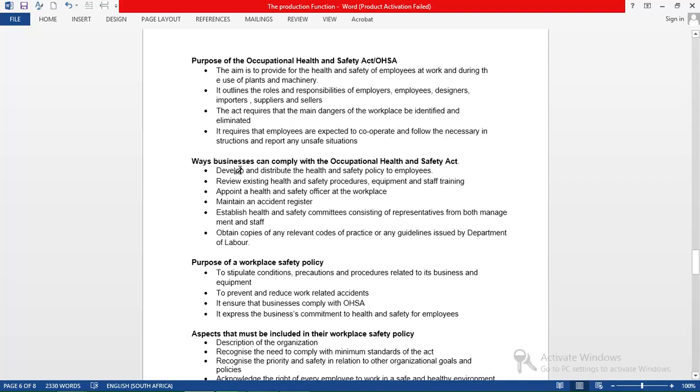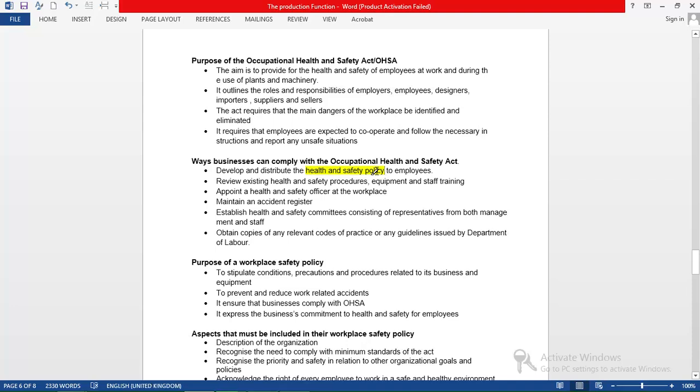Right. How can a business comply with this act or with this law? What is the business supposed to do so that they can actually adhere to the Occupational Health and Safety Act? The business should develop and distribute health and safety policies. We spoke about this policy before again, remember?